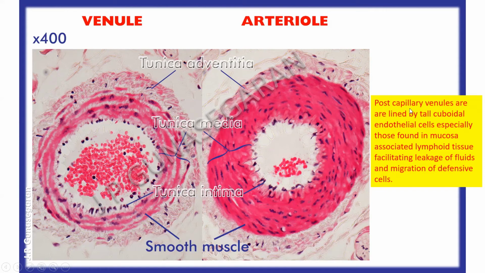The postcapillary venules are lined by tall cuboidal endothelial cells, especially those found in mucosa-associated lymphoid tissue, facilitating leakage of fluids and migration of defensive cells.